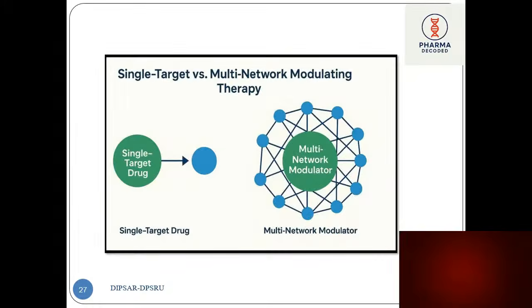Already I have explained single target to multi-network modulating therapy, or single target to multiple targets. Why is everyone talking nowadays about single target to multiple targets? Because now we understand that one molecule is not interacting with one target, it's interacting with multiple targets, and due to that we are getting adverse effects. Due to that we are identifying potential molecules for drug repurposing. That is the basis, right? So whatever drugs we identified earlier, now we came to know that these drugs are not interacting with one target, they are interacting with multiple targets.